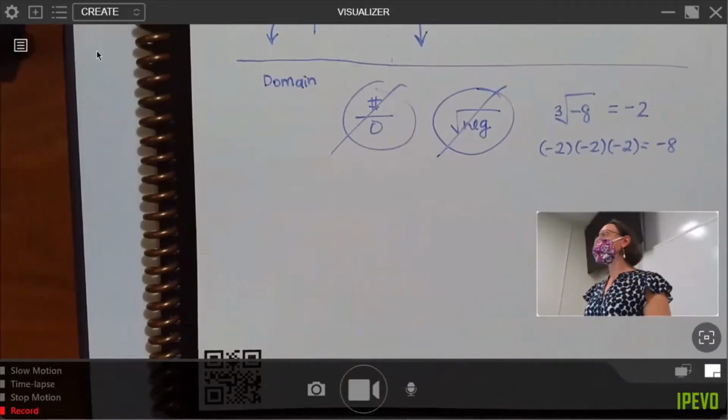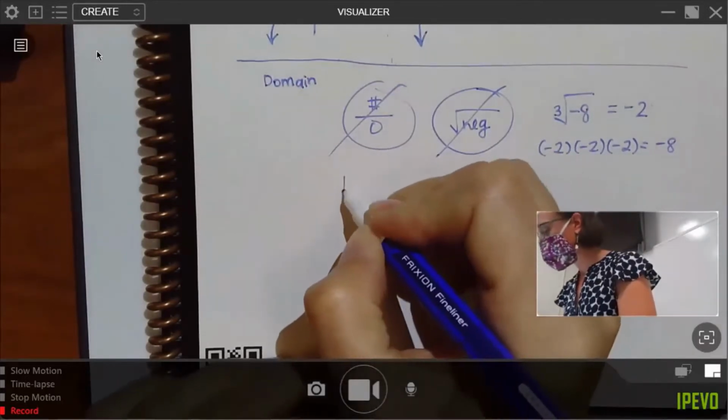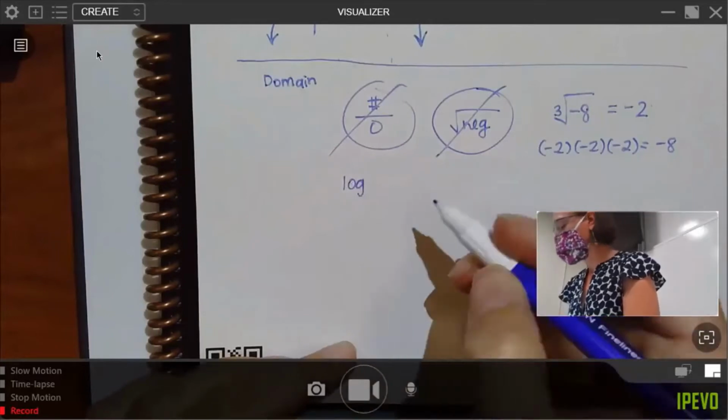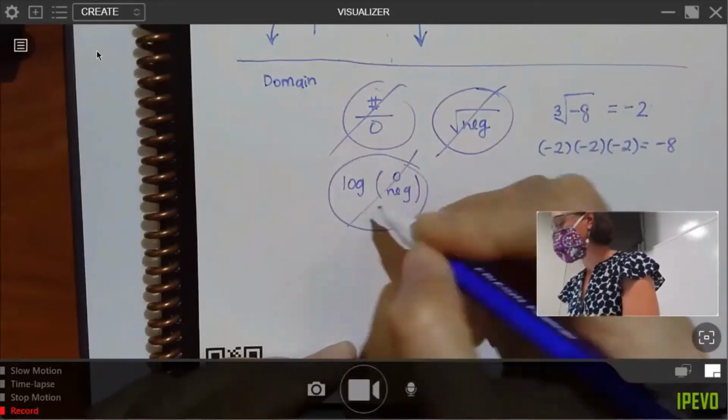There's one last domain issue, but luckily it's not going to come up for you, or it shouldn't come up for you until 16b, when you're talking about log and exponential functions. But just for completeness, I'll put it on here. If we have a log or a natural log, I can't have a 0 or a negative inside of that.